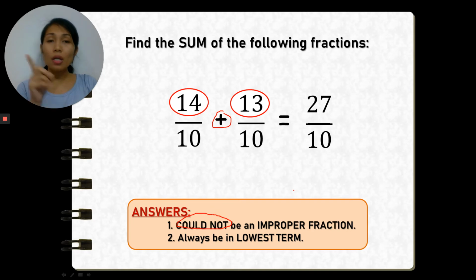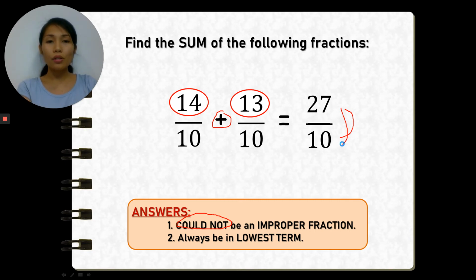Now if your answer is an improper fraction, then you have to change it to a mixed number, or convert it to a mixed number. We cannot make an improper fraction into a proper fraction. We cannot do that. We cannot change this 10 over here and 27 below. The only way we can do it is to convert it into a mixed number. So if your answer is improper, then you need to change it to a mixed number.